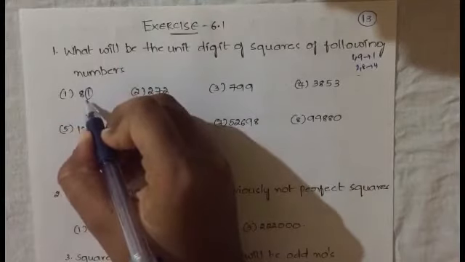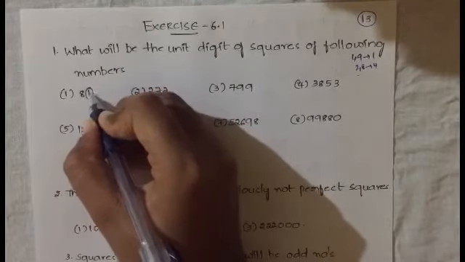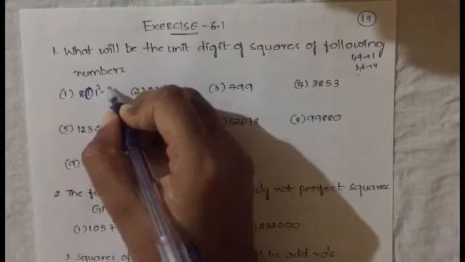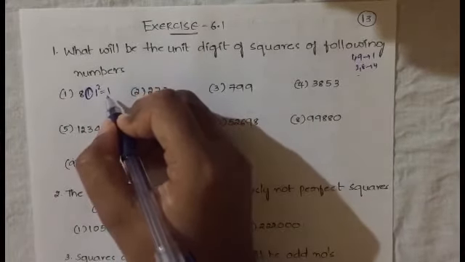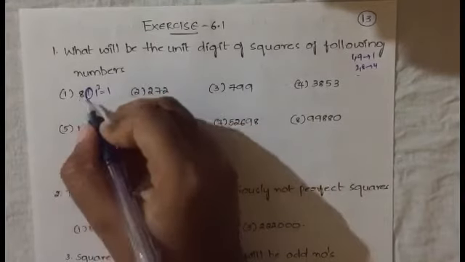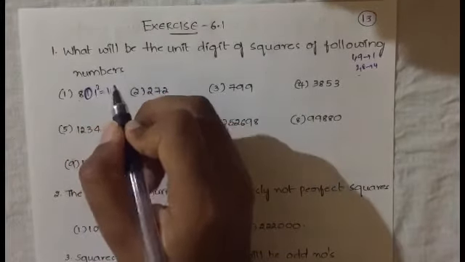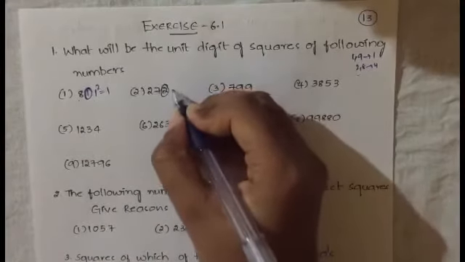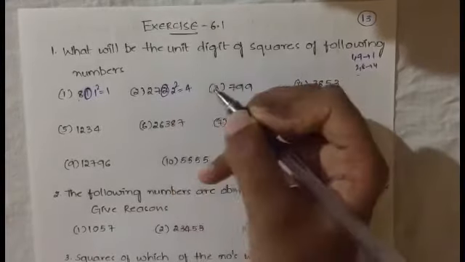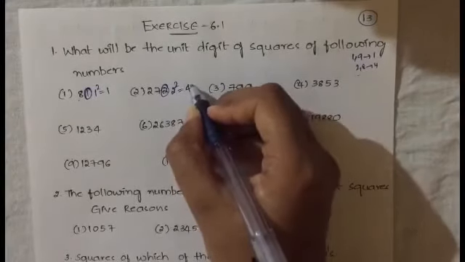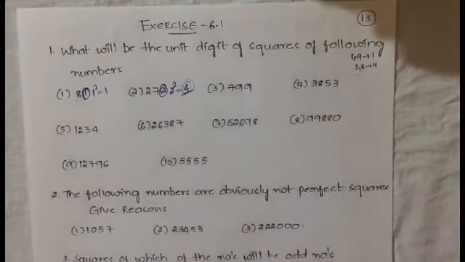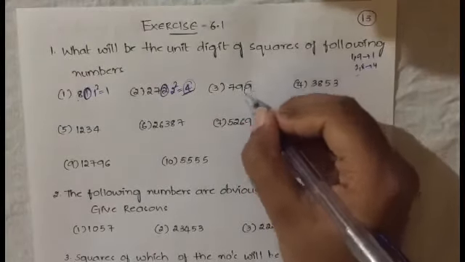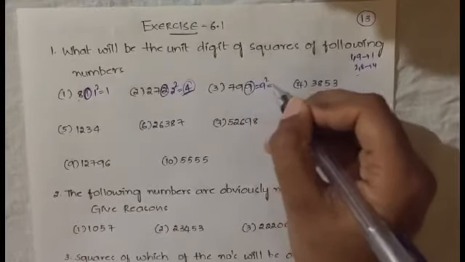81 is the number which he asked, and you have to square 1. So 1 square will be 1. 1 square has 1 in the units digit. So in the same way, 81 will also have 1 only in the units digit. Clear? Now going to the second example, 2 is in the units digit. 2 square will be equal to 4. So this will also have 4 in the units digit. Now 799. 9 is in the units digit. So 9 square will be 81.